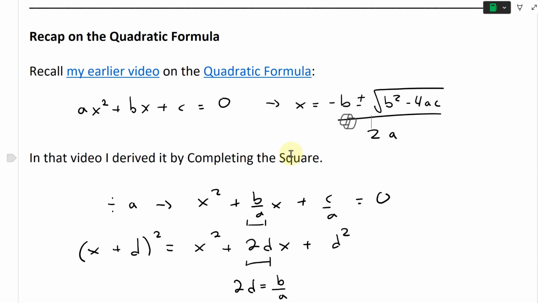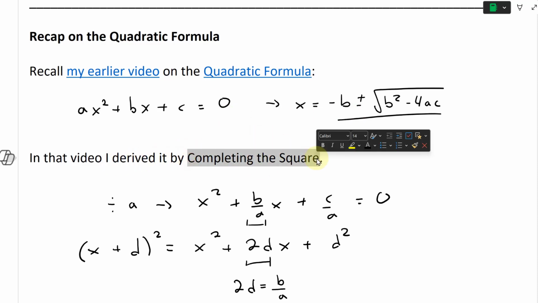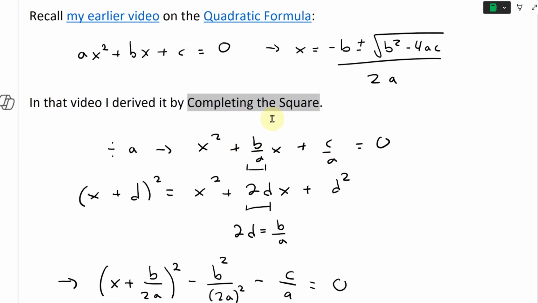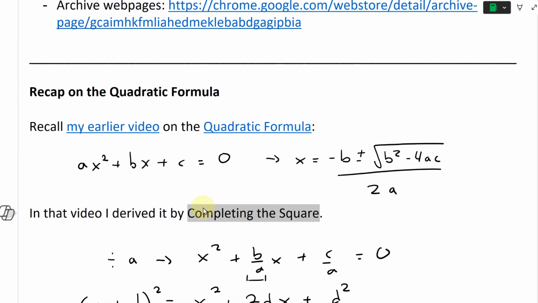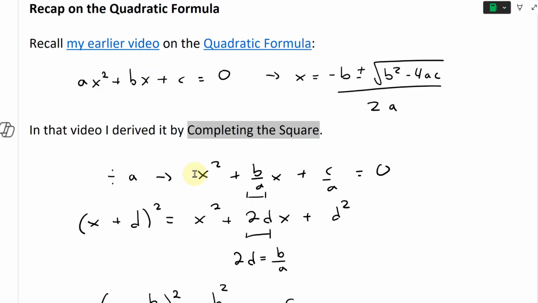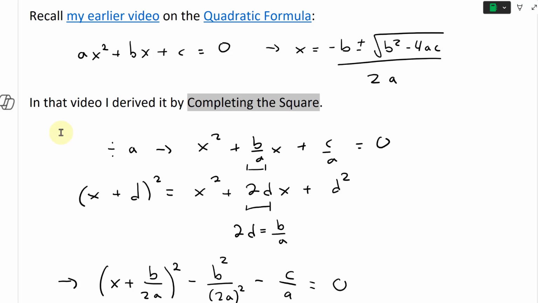And in that video, I derived it by completing the square. The reason I'm going over this derivation is because we're going to use a different one to help with our cubic formula proof. So in that video, I derived it by completing the square, and here are the steps that I did. If you have this ax squared, etc., I divided out a to get rid of it in the front. So you have x squared plus b over a x plus c over a equals 0.